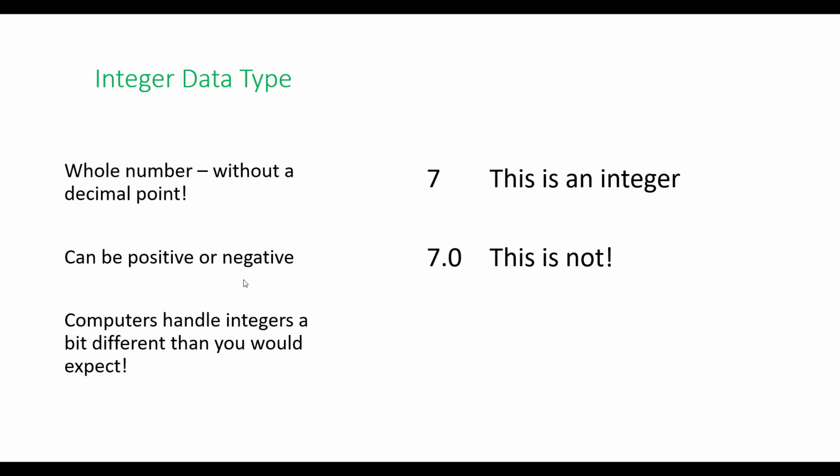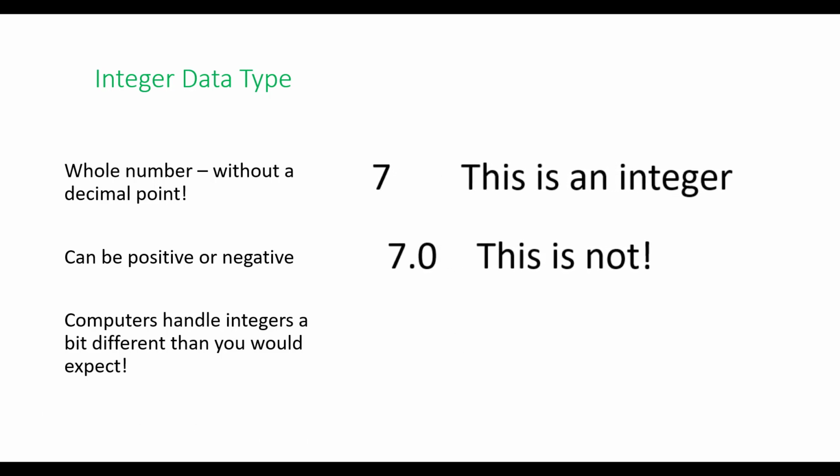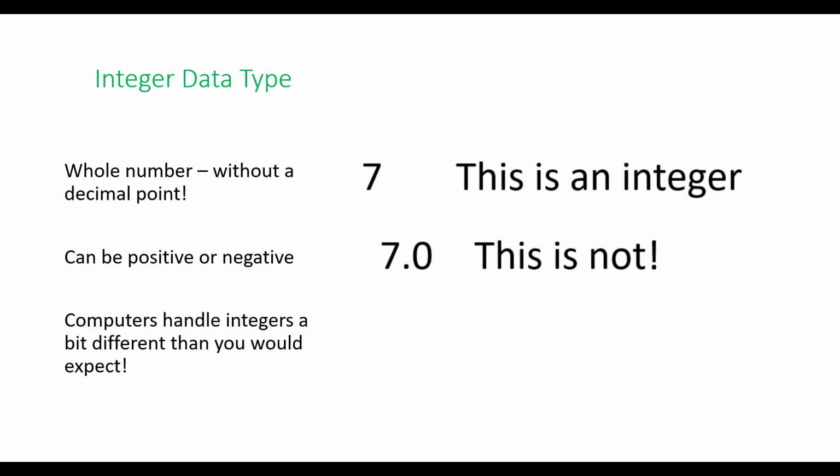You already know what an integer is. An integer is a whole number. However, it is a number without a decimal point, so be careful about that. It can be positive or negative. But understand that computers will handle integers a bit differently than you would expect, and we'll talk more about that in another video as well. For right now, understand that 7 is an integer here, but 7.0 is not. Good thing to note, if it has a decimal point, it is not an integer. So think of it that way. Let's go back to our program.